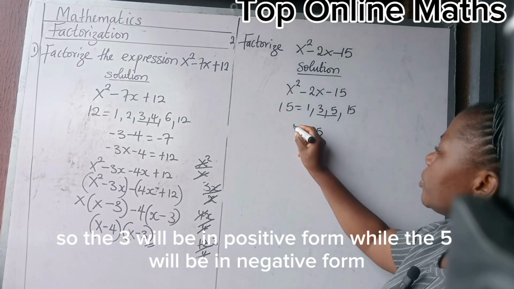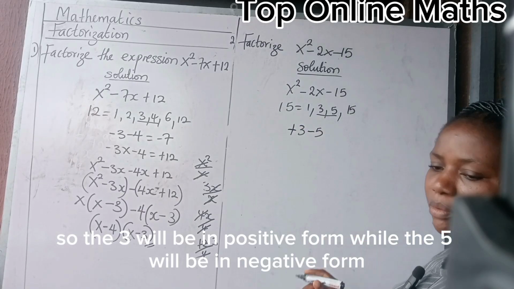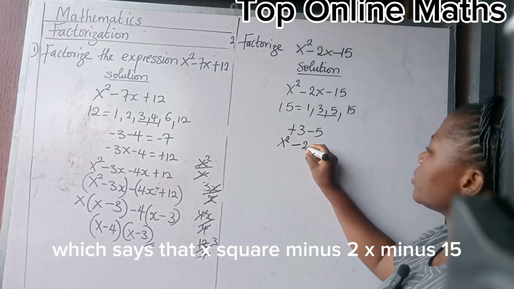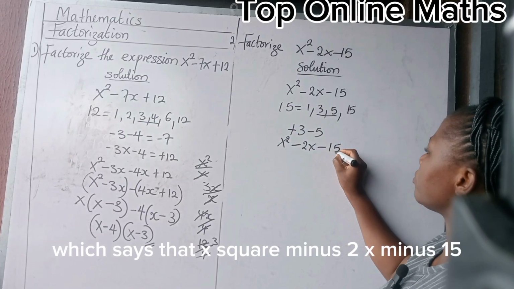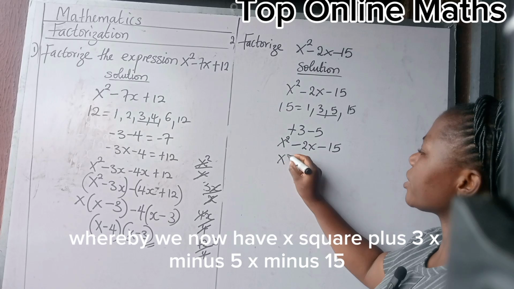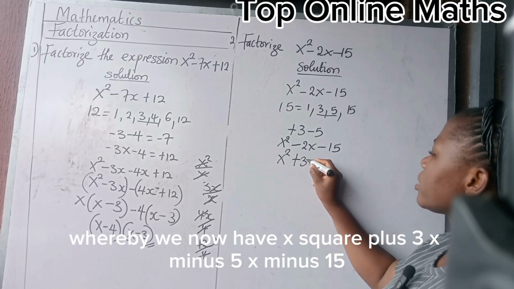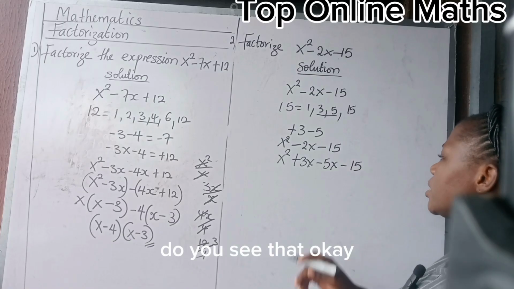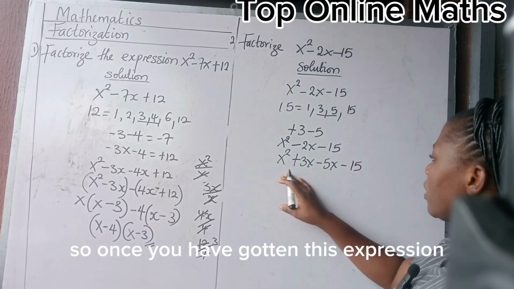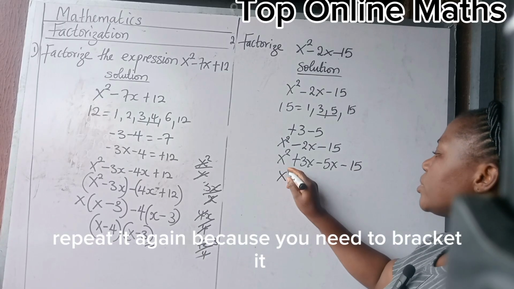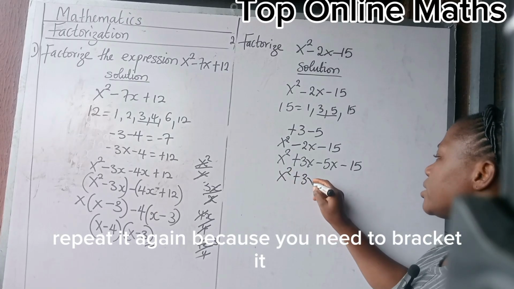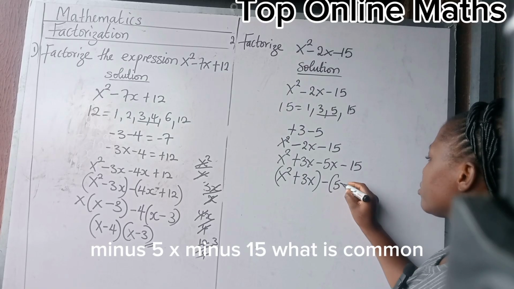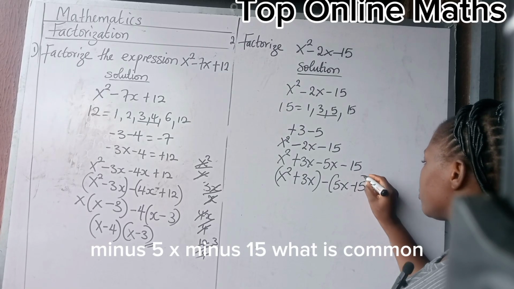So the 3 will be in positive form while the 5 will be in negative form. Okay, let's bring down the question, which says x squared minus 2x minus 15, whereby we now have x squared plus 3x minus 5x minus 15. Do you see that? Okay, so once you have gotten this expression, repeat it again because you need to bracket it. Minus 5x minus 15.